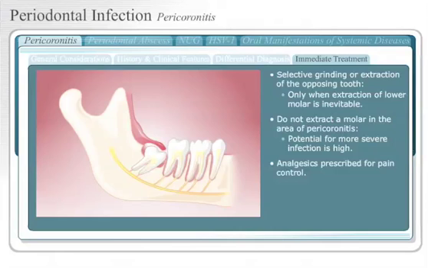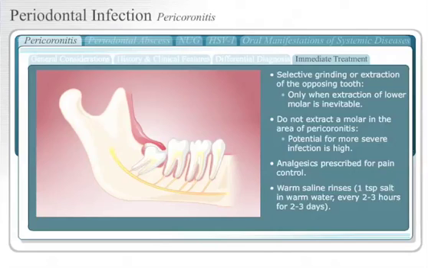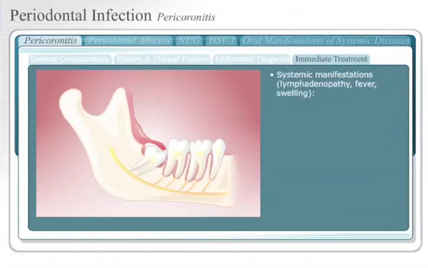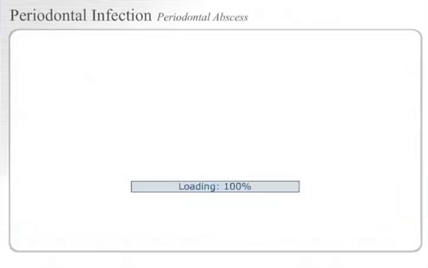Analgesics are prescribed for pain control, and warm saline rinses should also be prescribed. One teaspoon of salt in a glass of warm water, with rinsing every 2 to 3 hours for 2 to 3 days. If systemic manifestations are present, such as lymphadenopathy, fever, or extensive swelling, antibiotics should be prescribed. The patient is seen on successive visits until the acute episode has been resolved.